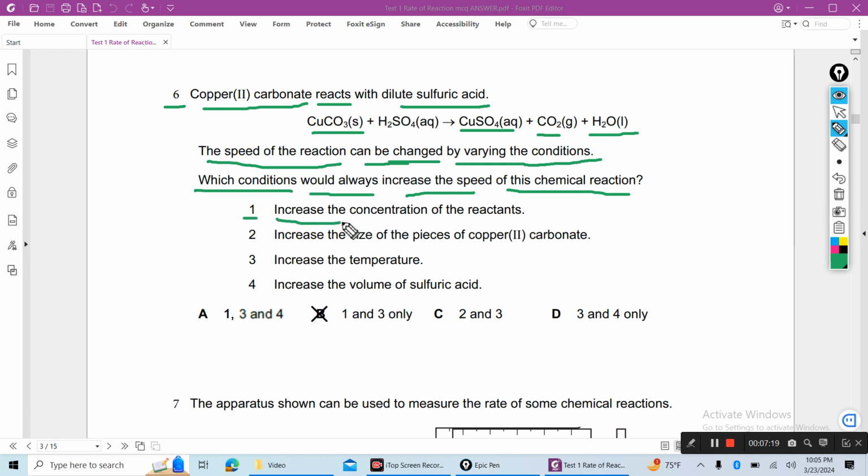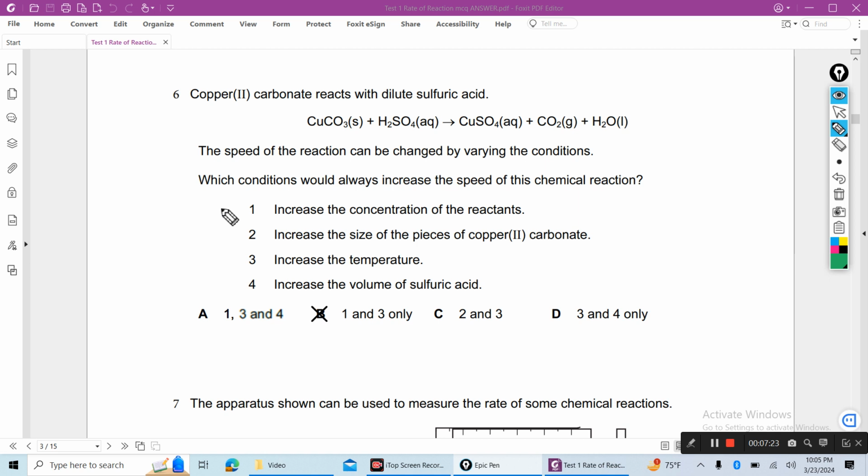A, increase the concentration of the reactant. Yes, number 1 is true. If you increase the concentration of the reactant, rate is always increased. And number 3 is also correct, increase the temperature. If you increase the temperature, the kinetic energy of the molecules increases, so rate of reaction will be increased. That's why 1 and 3, B is the correct answer.